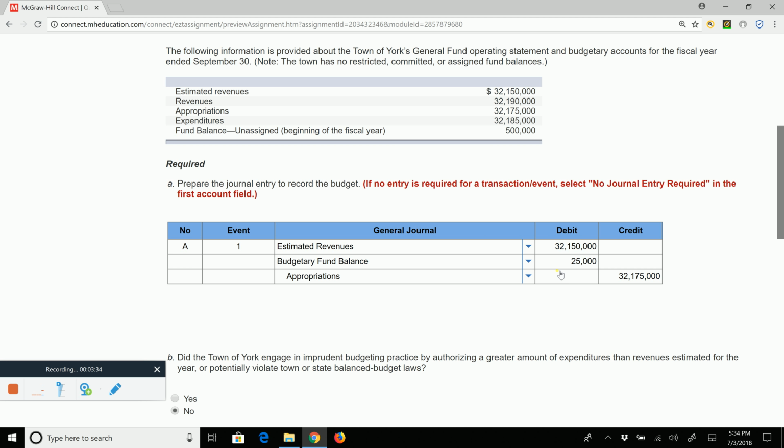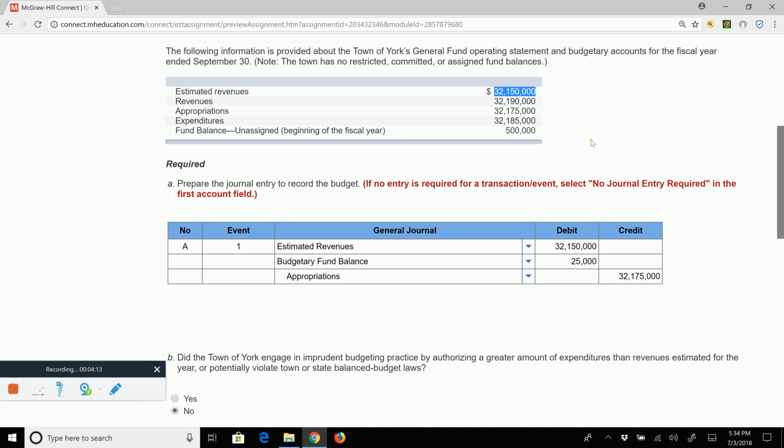Okay, next question here. Did the town of York engage in imprudent budgeting practice by authorizing a greater amount of expenditures than revenues for the year, or potentially violate town or state balanced budget laws? So the question is saying, hey, well, wait a minute. We're recording a budget for $32,175,000 of expenditures, but only $32,150,000 of budgeted revenues. How in the world can we budget for 25,000 more expenditures than revenues? That doesn't sound like a balanced budget.